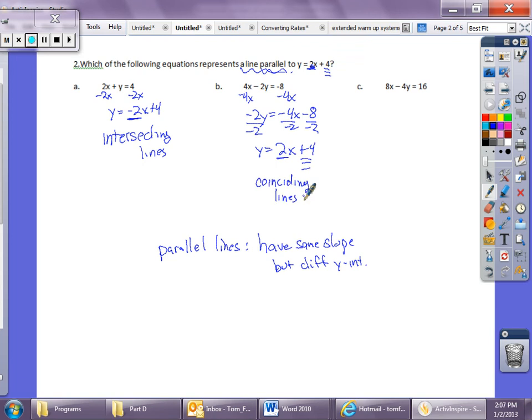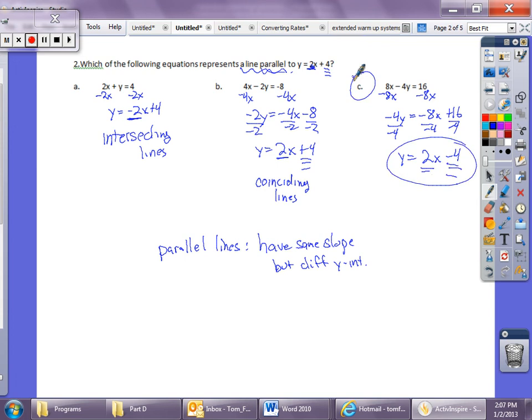And then when we look at the last example, we subtract the 8x. So it's negative 4y, bring down that negative 4y, and we divide by negative 4. And we get y equals 2x minus 4. So they have the same slope and different y-intercepts. So these are the parallel lines. So C is our answer. Parallel lines, same slope, different y-intercepts.